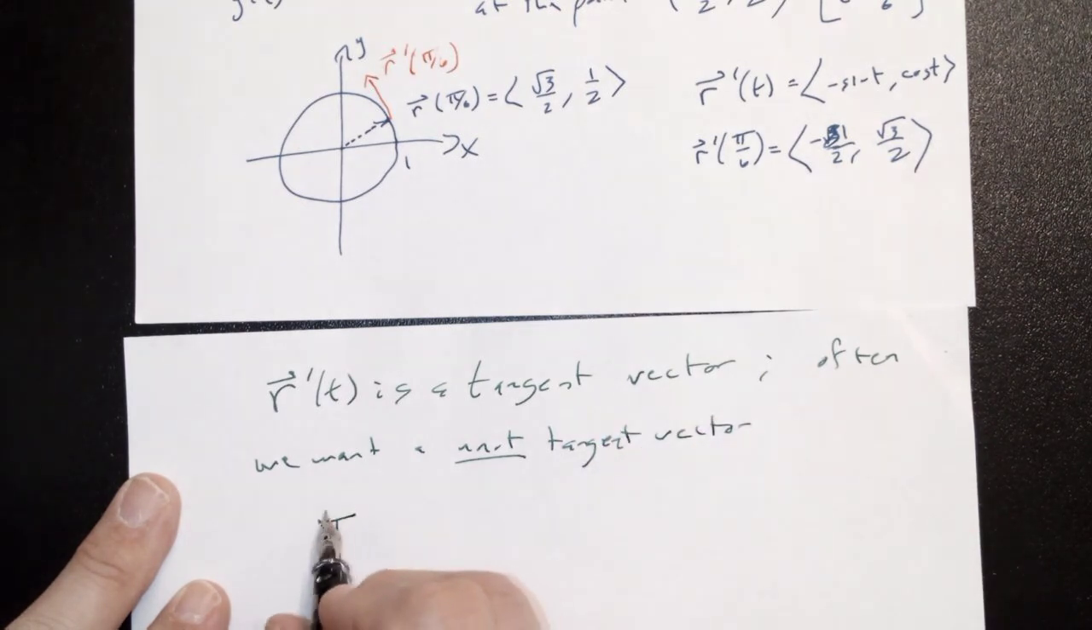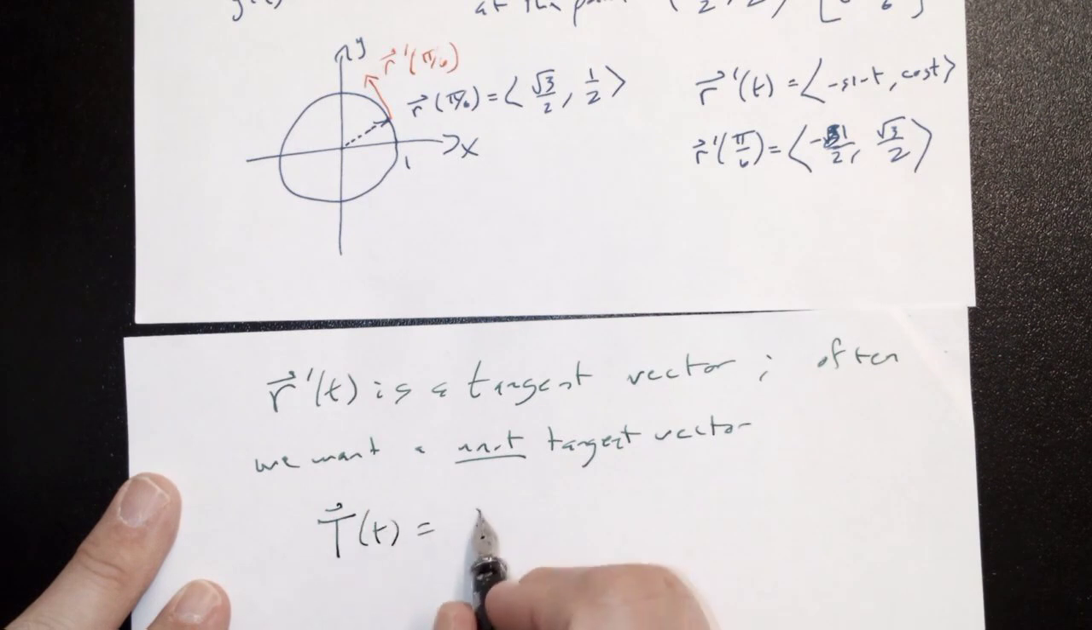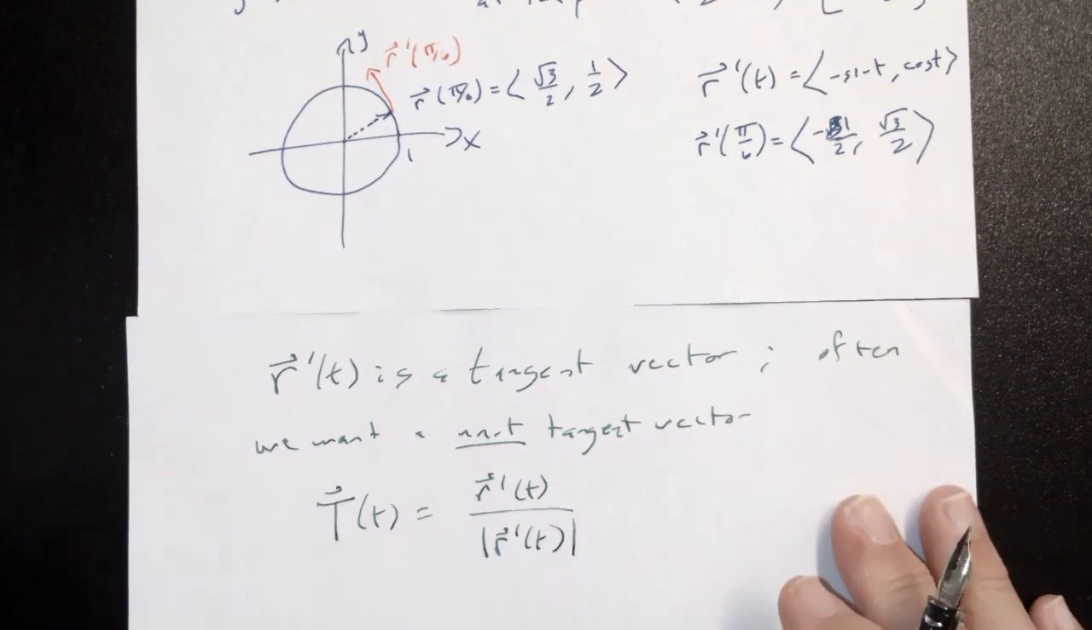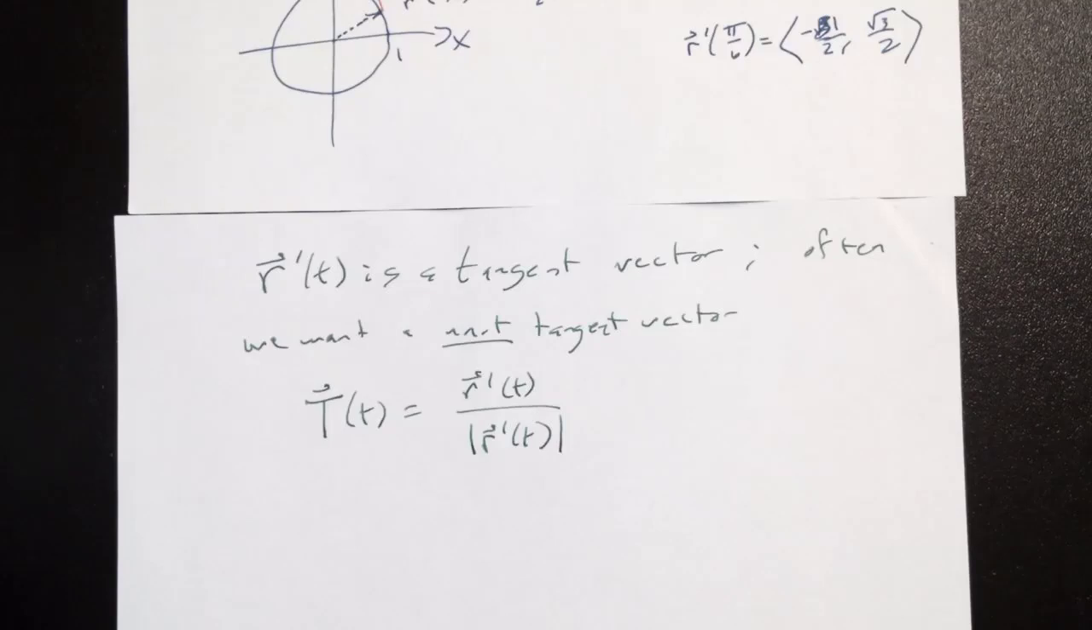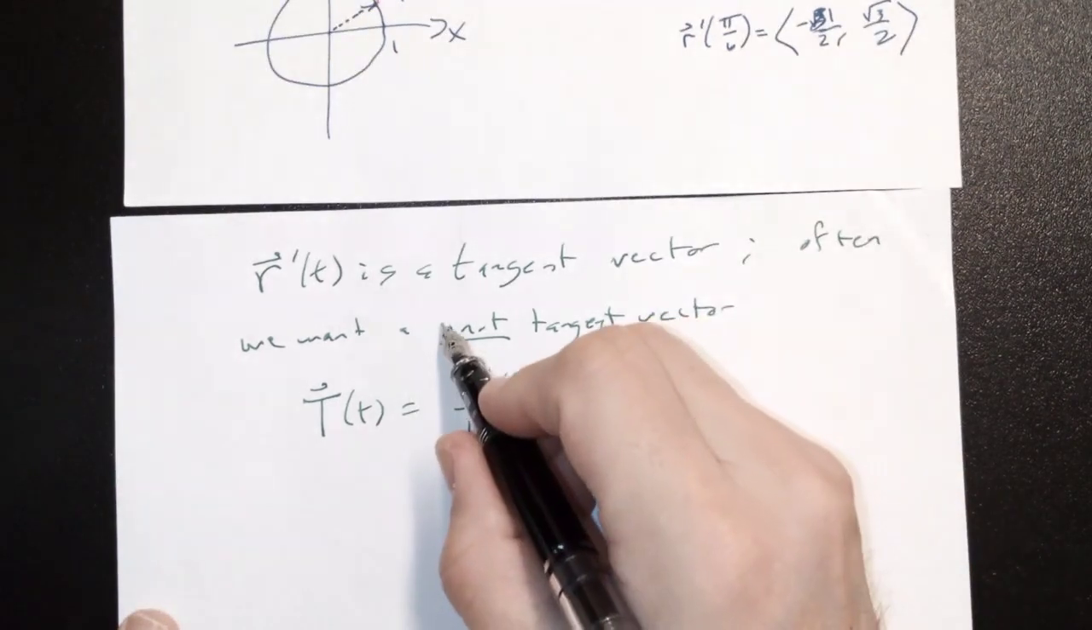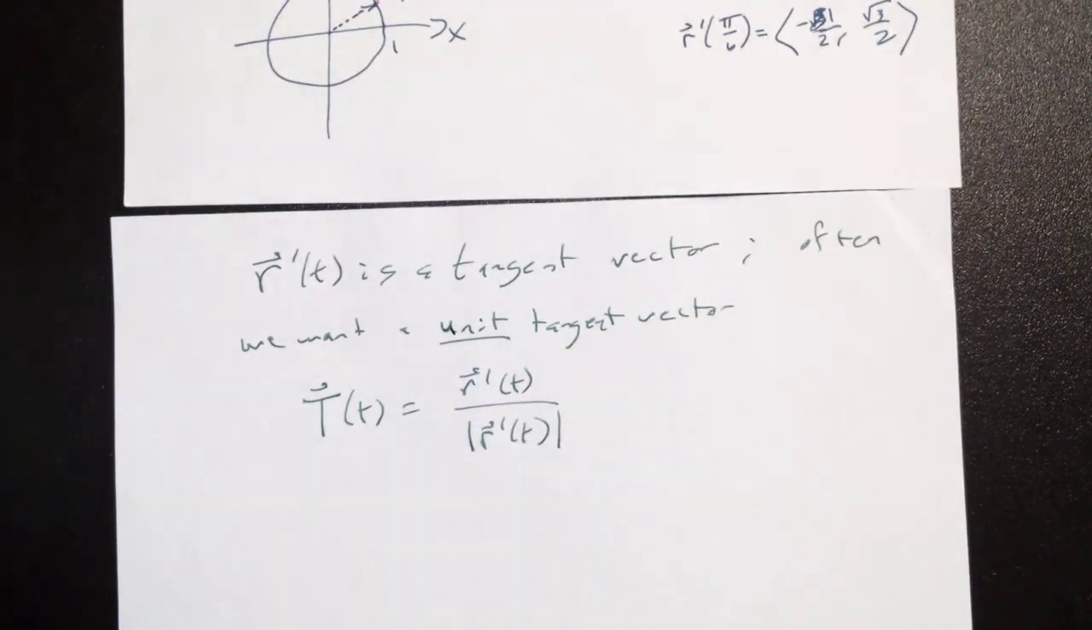I'm going to call that capital T of t. And we always find a unit vector by taking the vector we want and dividing by its length. So in our case, what's not clear? My handwriting is bad, I know. Unit tangent vector.